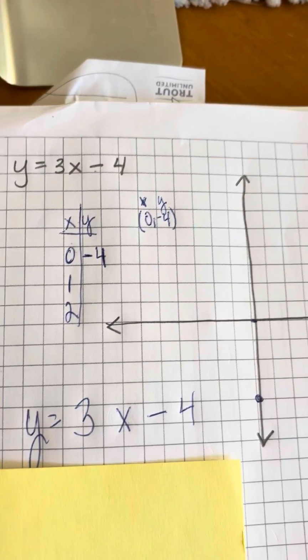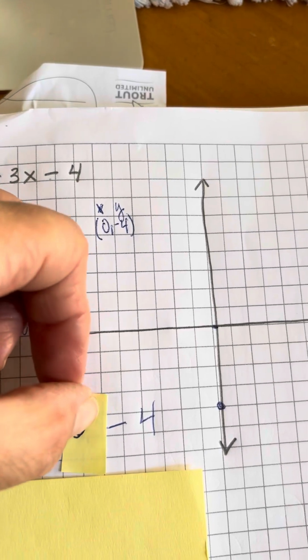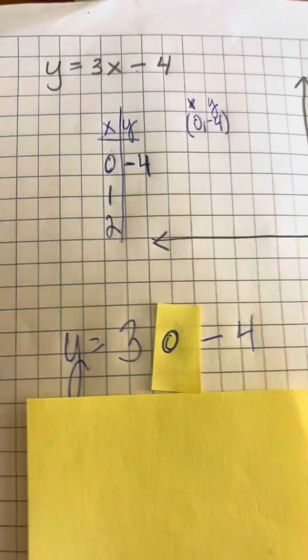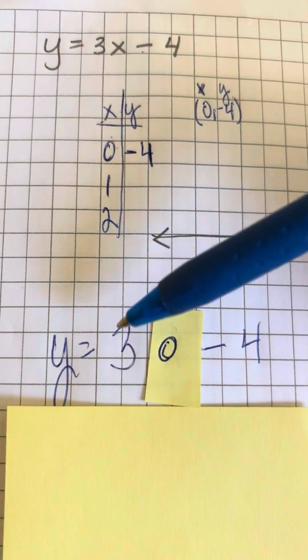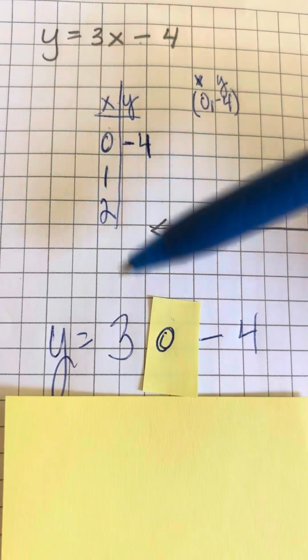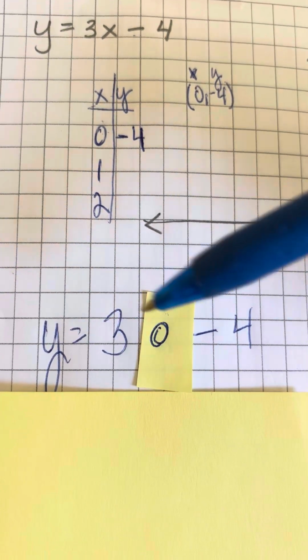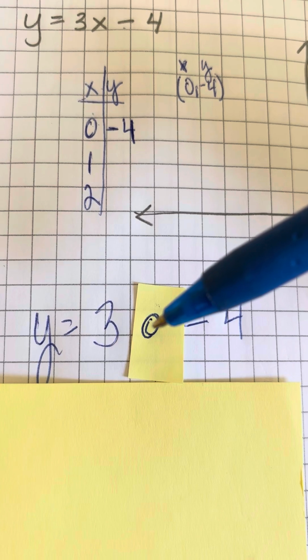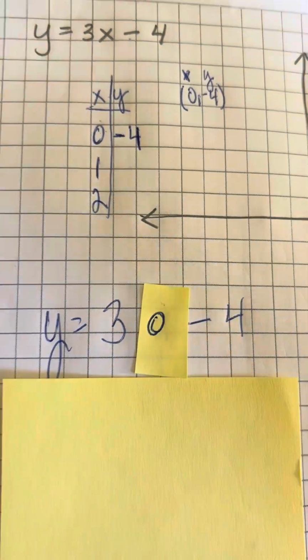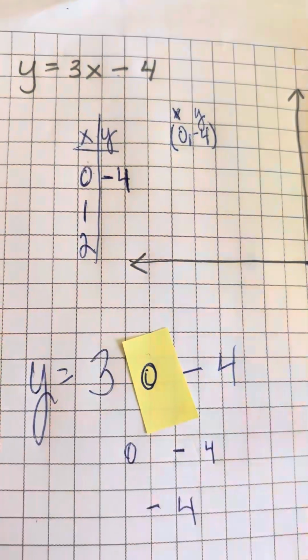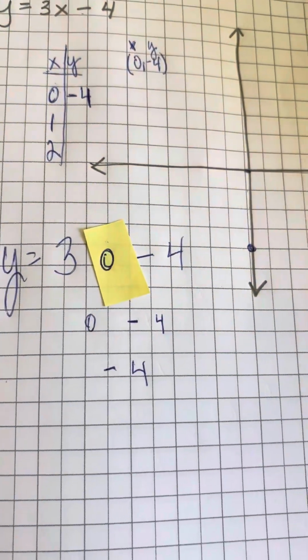So the first thing I'm going to do is put 0 into the equation. Where the x is, I put in a 0. So 3 times 0 is 0, and then I take away 4. So I get -4. And that's what I did right there. I did the math.